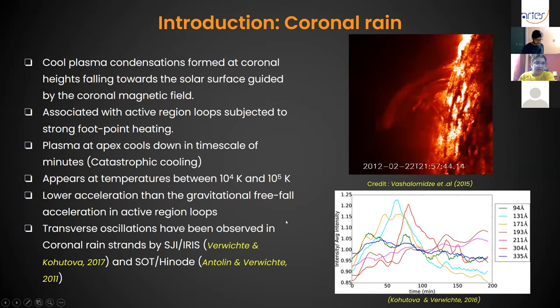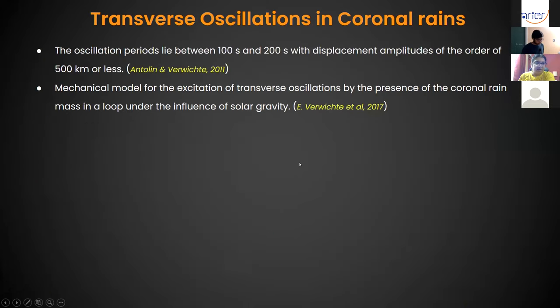You can see in this particular video, the coronal rain is falling towards the surface along magnetic field lines. The periods of these oscillations lie between 100 seconds to 200 seconds, and they have an amplitude of the order of 500 kilometers or less.